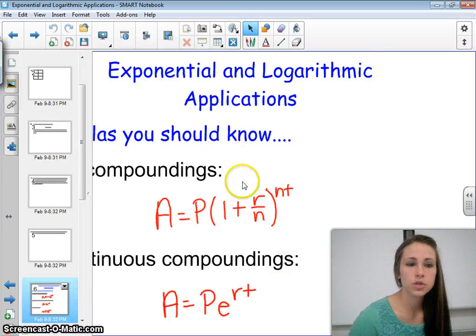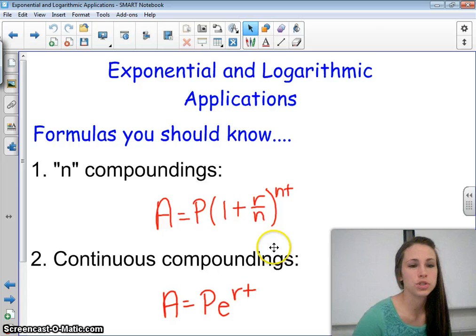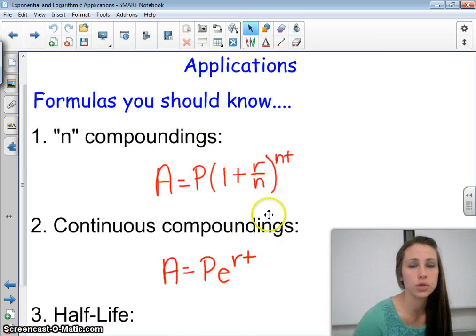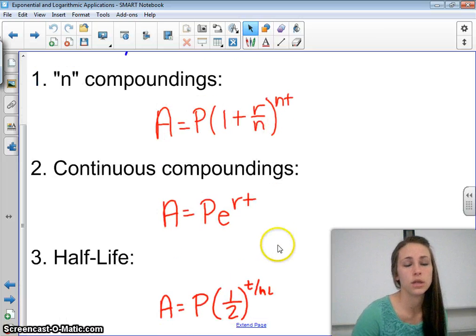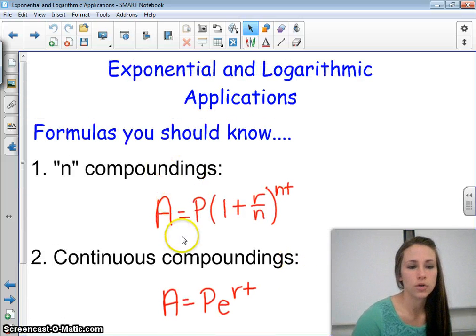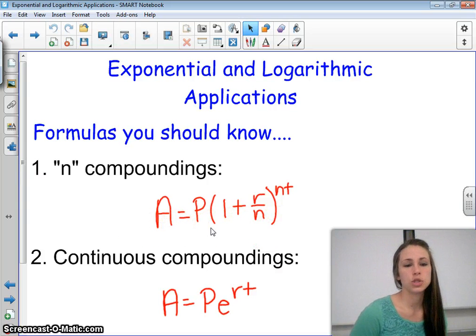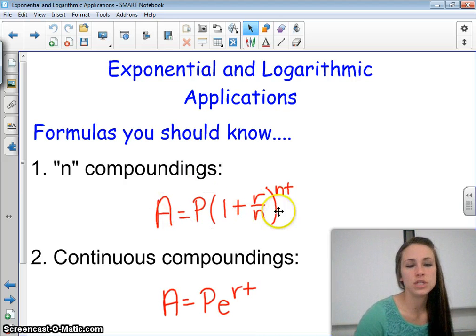Alright, so we're going to go ahead and continue with these exponential and logarithmic applications. These are all formulas that you should know, you've seen before, you've seen in this class, you've seen in Algebra 2. So let's just go ahead and go over what this is. If you have a word problem that says you are investing money and you are compounding it a certain number of times, like monthly, quarterly, whatever, you're going to use this formula, okay?